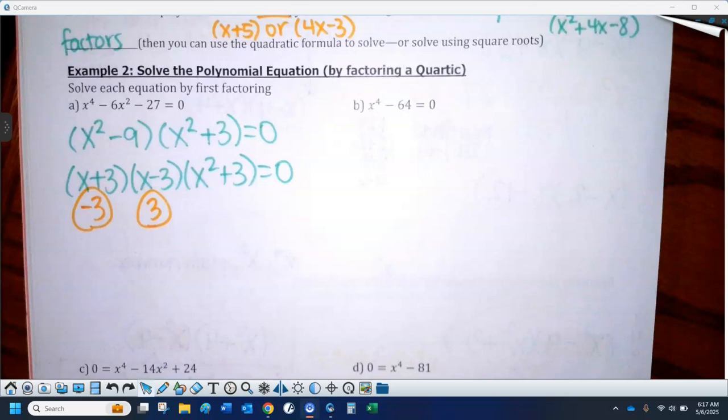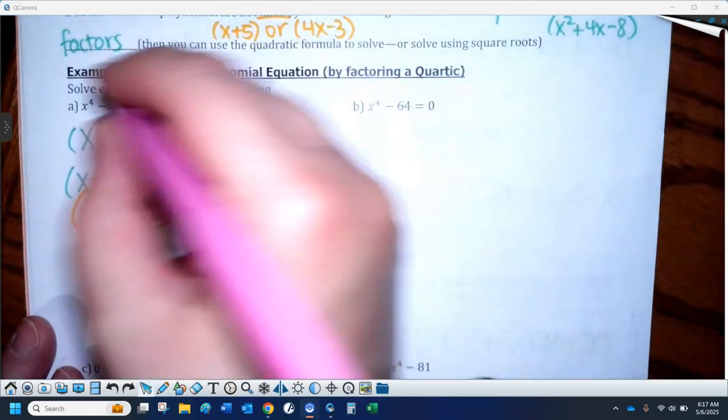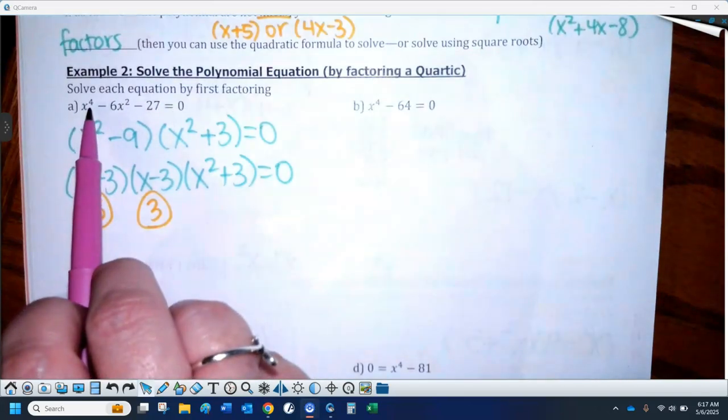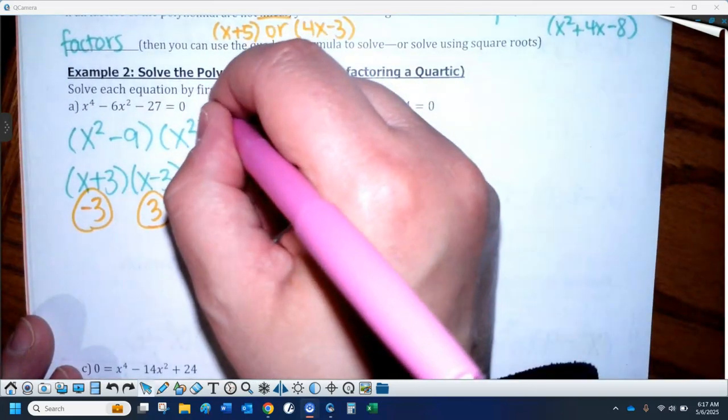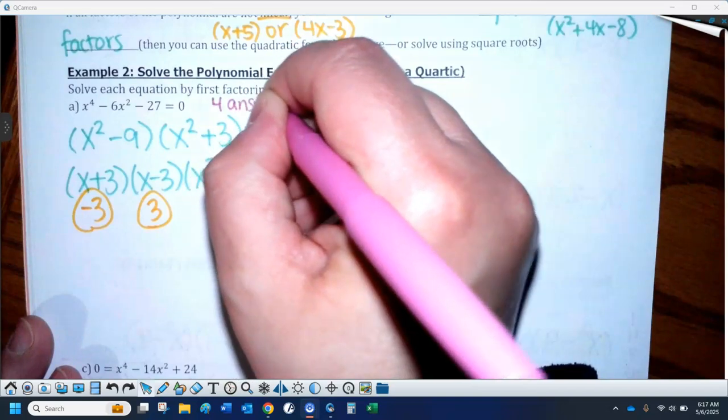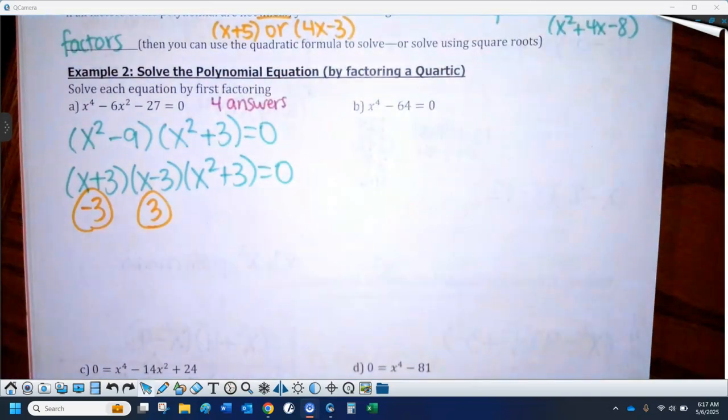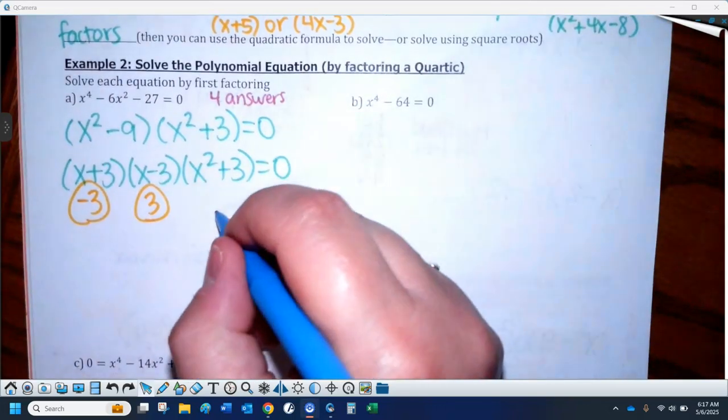Hang on one second. I forgot to ask you one question before I started doing that. This question, the highest power of x is 4. So I need to have 4 answers to this question. There should be 4 answers. If this is x to the 4th, you've got to have 4 answers. So here's 1, here's 2, and we're going to get 2 answers out of this.